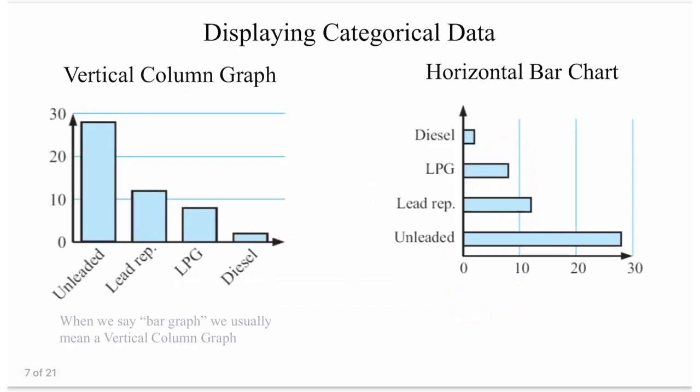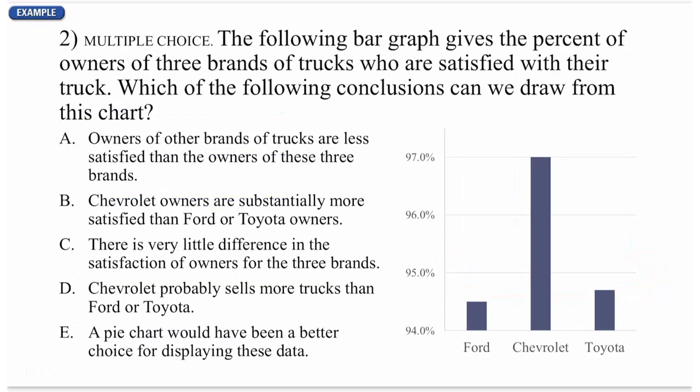You can also use what's called a vertical column graph or a horizontal bar chart. You can see that same data, the fuel type, organized in what is sometimes called a bar graph, or what's called here a column graph, or the horizontal bar chart. Same thing, but you're just putting the frequencies along the horizontal axis. So number 2, multiple choice question. Pause the video, answer this question.